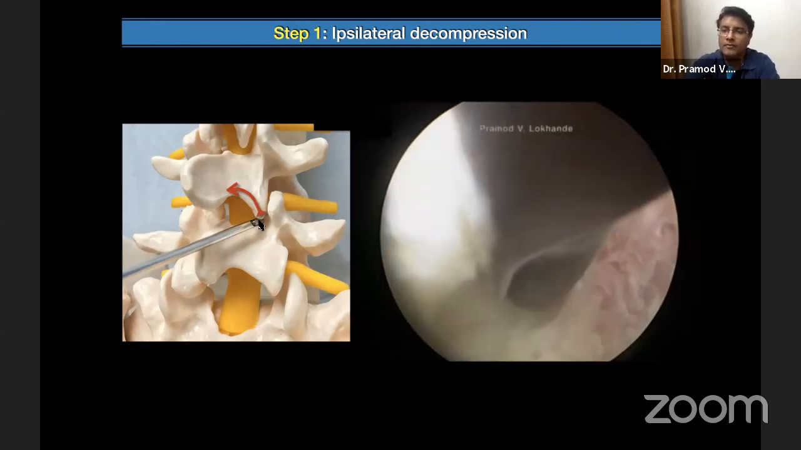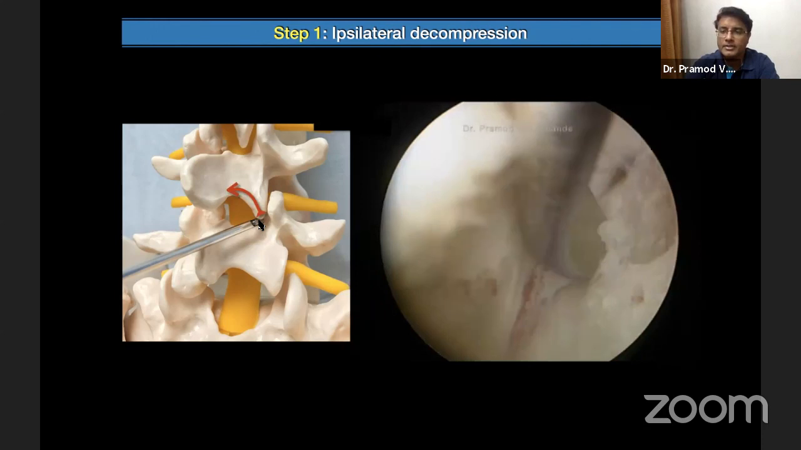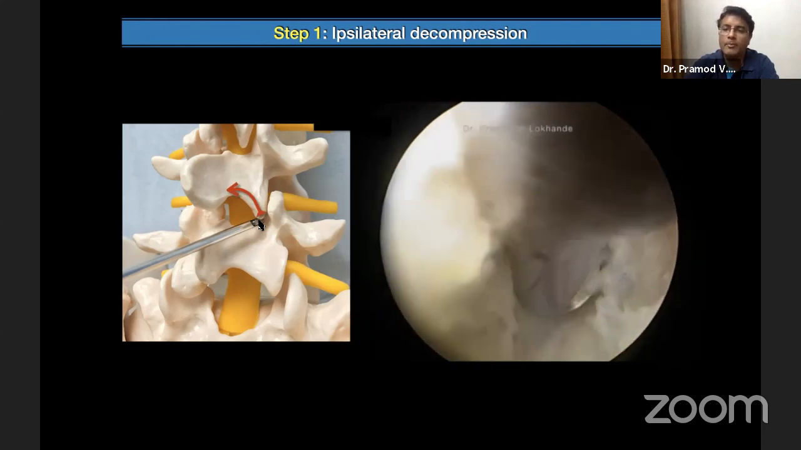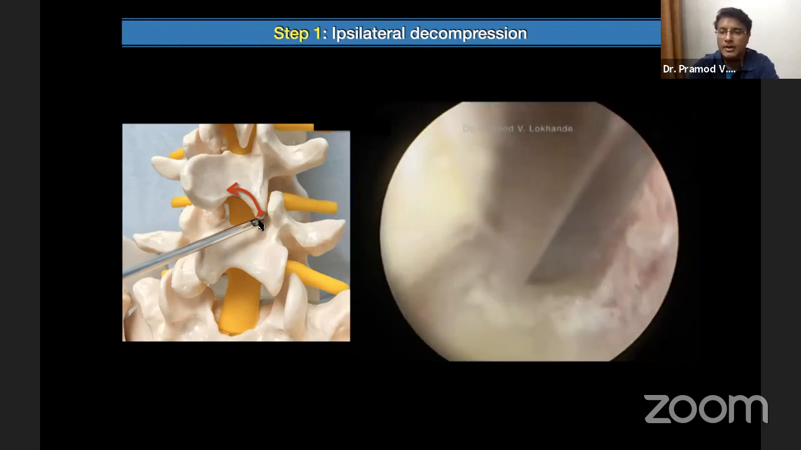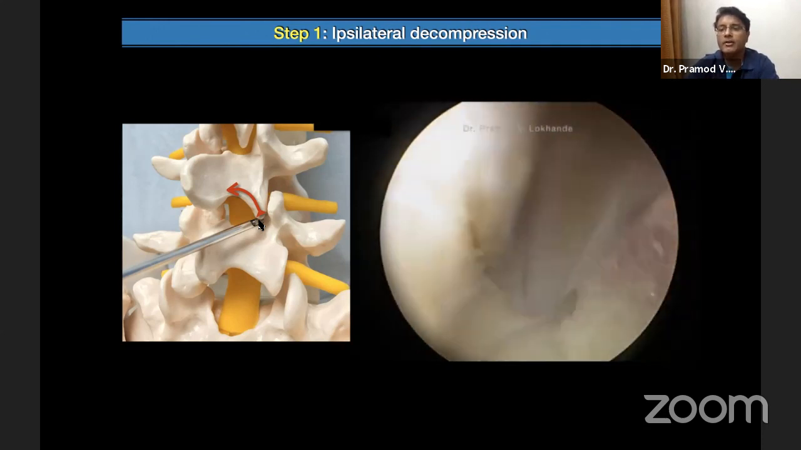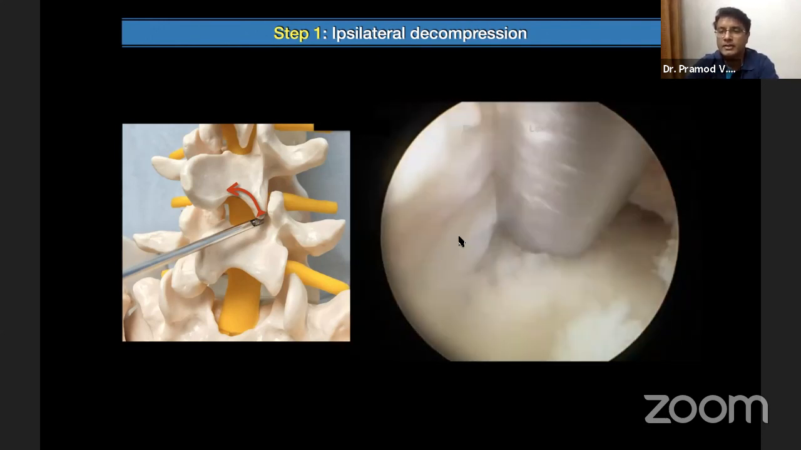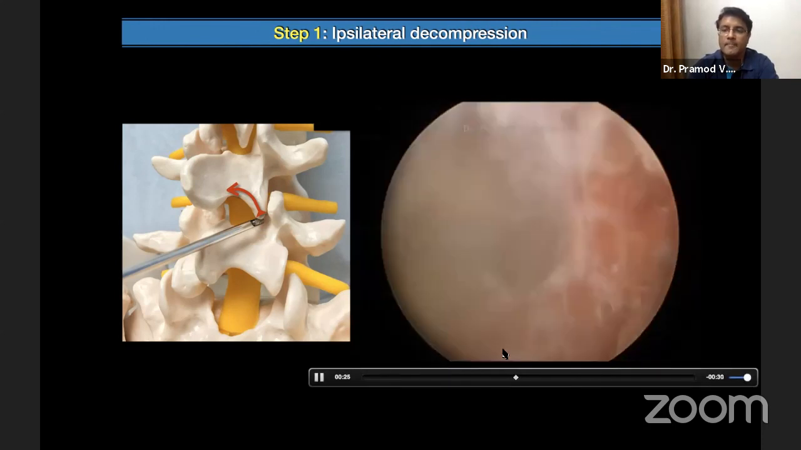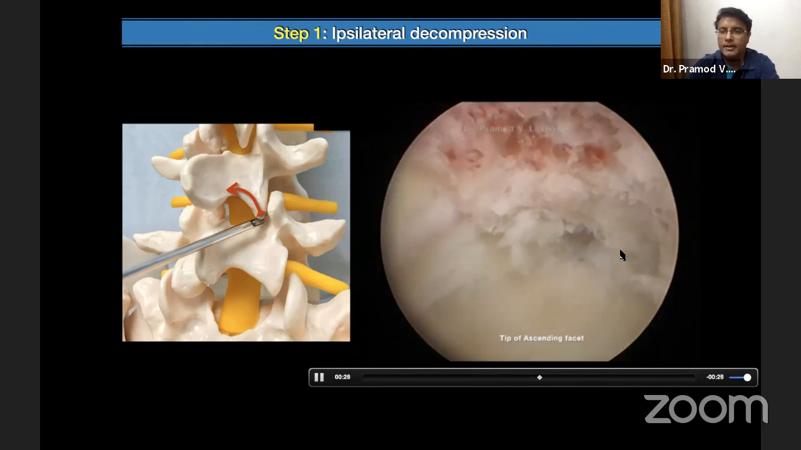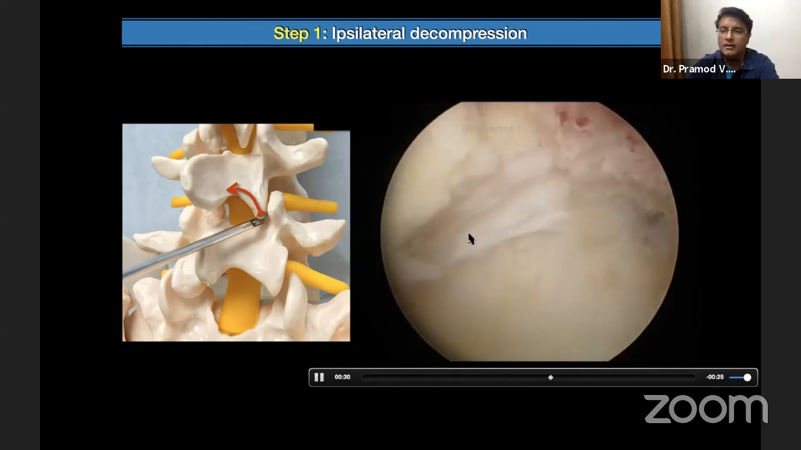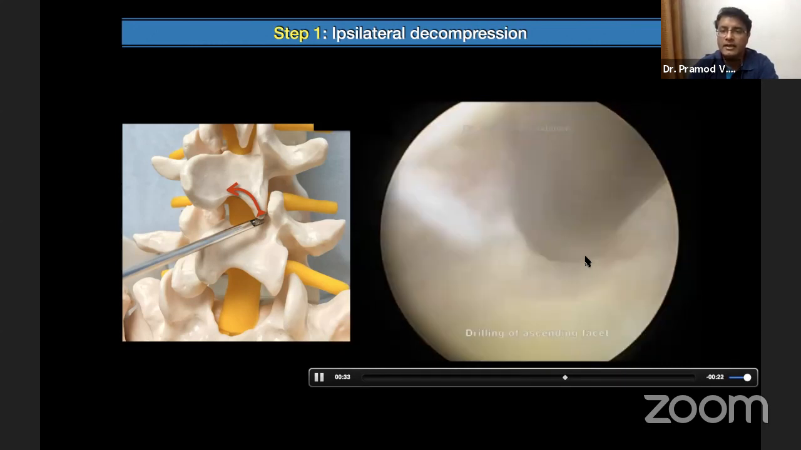And the proximal extent of the decompression is always till you reach the tip of the ascending facet. So this is the tip of the ascending facet, which I'm trying to do. You have to keep on drilling till you actually visualize the tip. There you can see the tip is there. So that's the tip there. And this is the curve, this is the medial margin of the ascending facet.